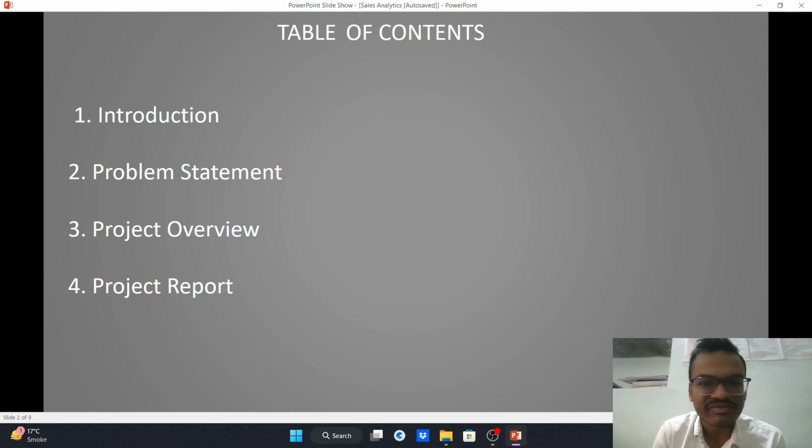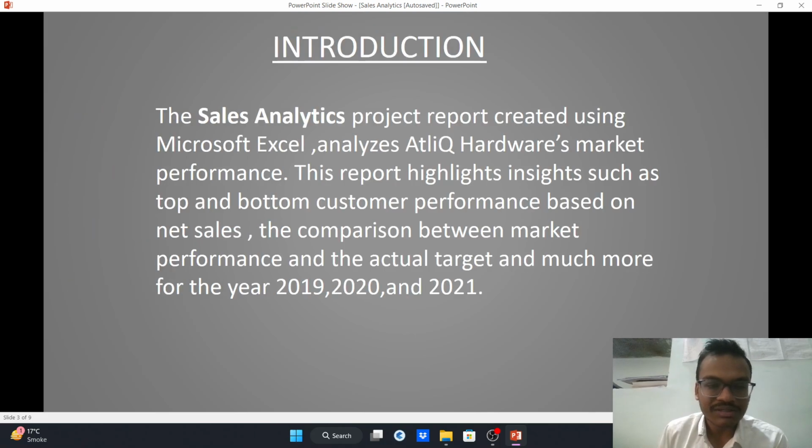So the table of contents is: first we will have the introduction, then we will see the problem statement, then the project overview, and finally the project report. The Sales Analytics project is a project report created using Microsoft Excel to analyze Atlic's hardware market performance. Here we will have the sales data of Atlic for different financial years, for example 2019, 2020, and 2021. Here we will be seeing the year on year growth.